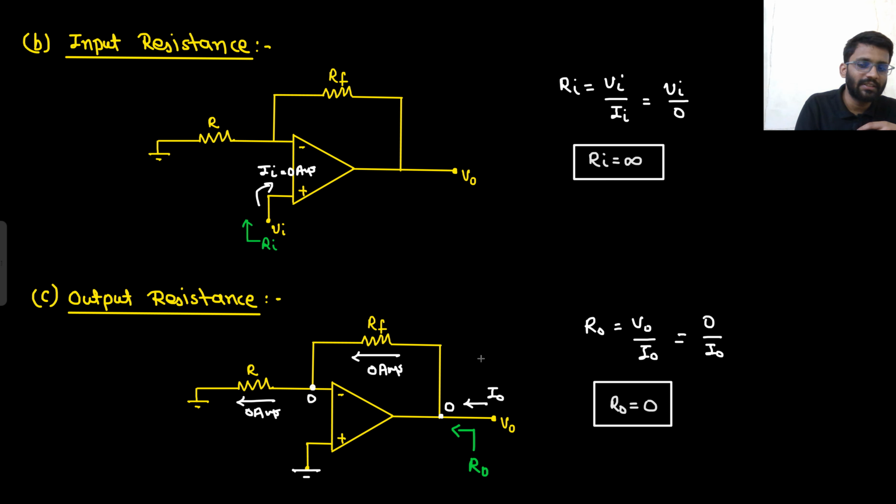Then calculated output resistance. So in output resistance, you have to short circuit the input. So 0 is going there. So there is 0 ampere current. So through RF as well, there is 0 ampere current. So this V naught will be traveling to simply output. What was happening? There was 0 voltage drop. So 0 is coming to output. So R naught is 0.